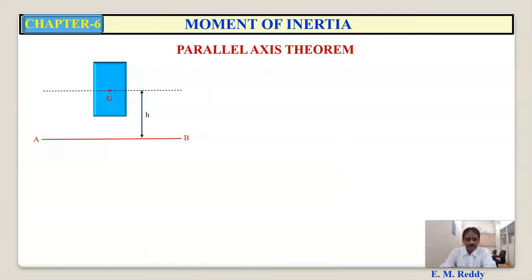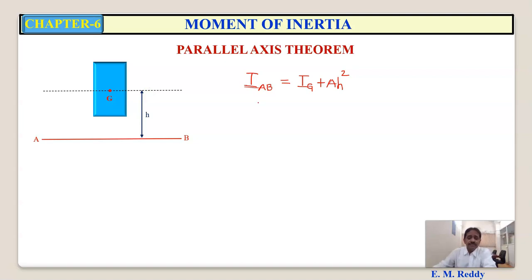Now parallel axis theorem. Parallel axis theorem states that the moment of inertia about any axis, the moment of inertia being indicated by the letter capital I, about any axis which is parallel to the centroidal axis, say here axis AB is parallel to this centroidal axis, is given by I_AB = I_G + AH², where I_G is the moment of inertia of the section about the axis passing through the centroid, A is the total area of cross section of this figure, and H is the distance between the two parallel axes.